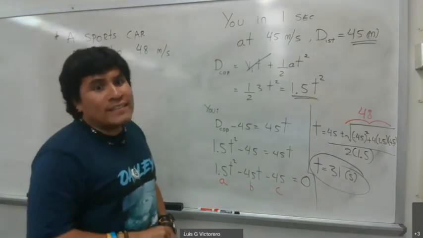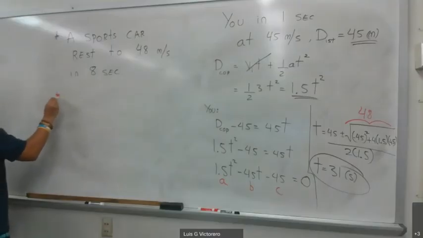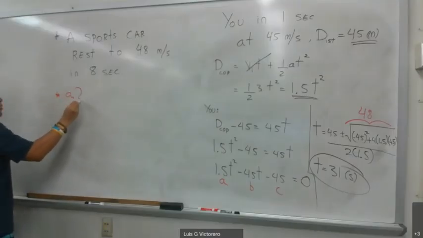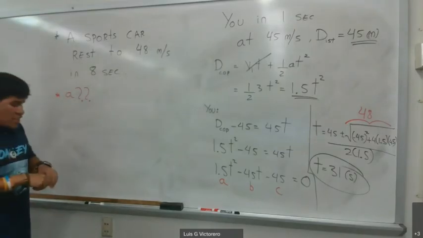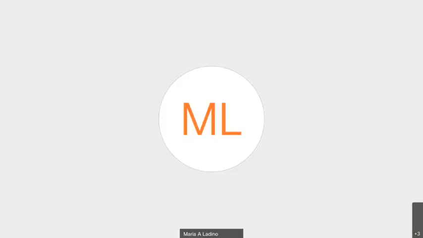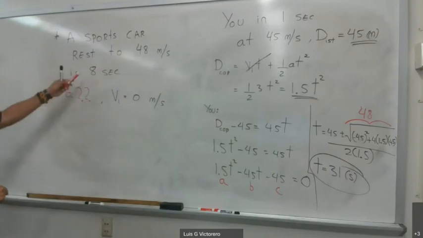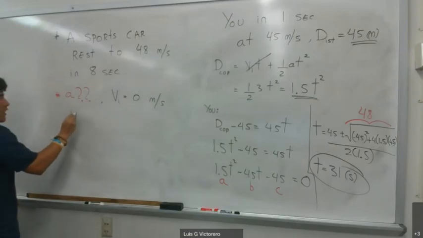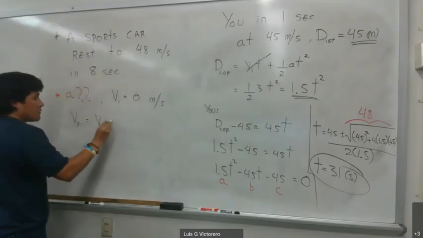First of all, they're asking you to find the magnitude of the acceleration. When you start from rest, what's the initial speed? 0. Yeah. The final is 48 and the time. So, final, initial, accelerates.